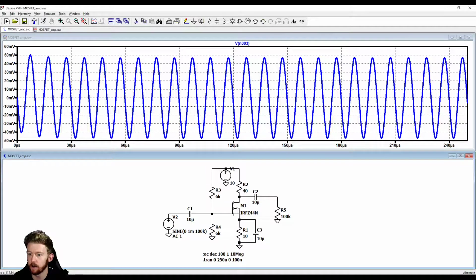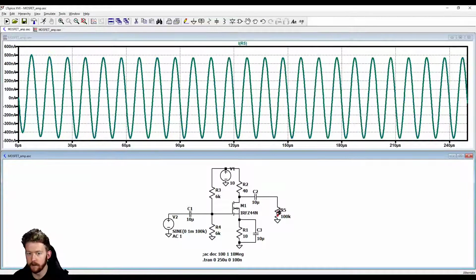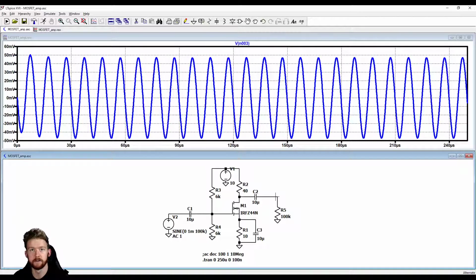Okay, so we're actually getting a good amount of gain here. And you'll notice that this 100K output resistance or load resistance is pretty large compared to our 40. So if we do 40 parallel with 100K, it's going to be right at about 40. So that didn't change our calculations very much.